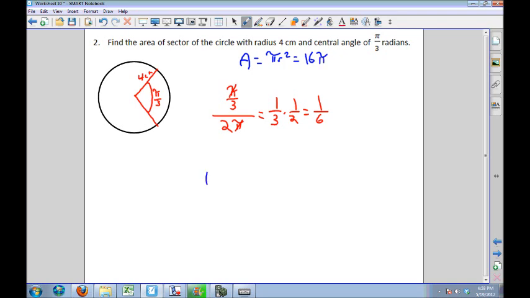So the area of my sector, S, is this proportion of the circle I have, 1/6, times the total area, 16 pi. Again, I get some reduction. This is 8 over 3, which would be 8 pi over 3. That would be the area of my sector.